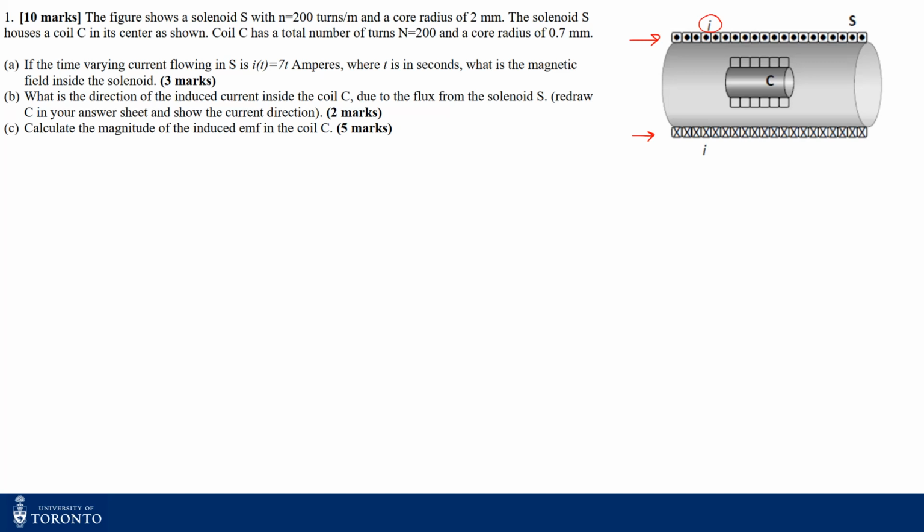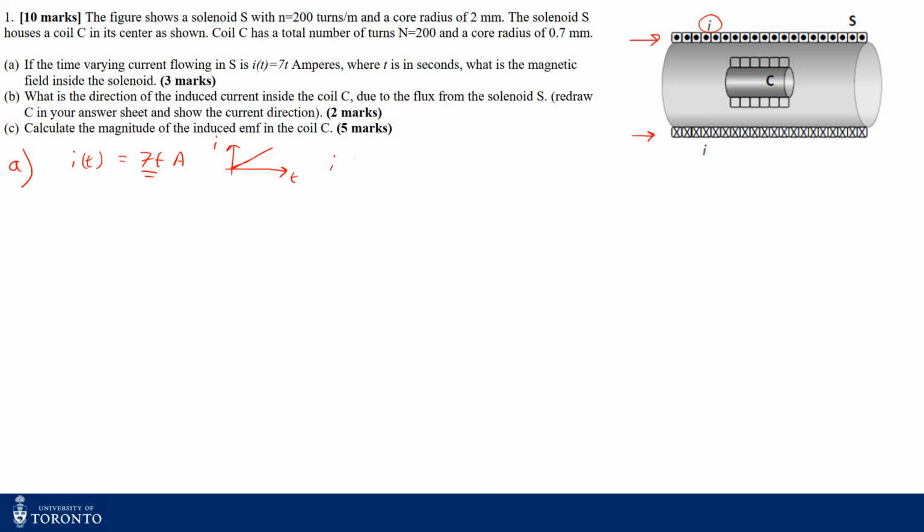Now in part A, they have given you the temporal current, which is basically 7t amperes, right? So this basically means that with time, your current is increasing. So with time, my current I is increasing, and it's increasing linearly. Now, what's the magnetic field because of this current inside the solenoid?